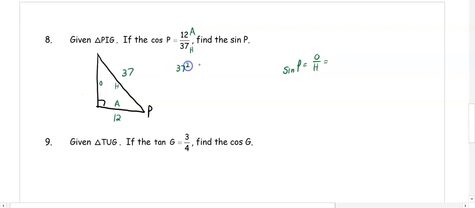So first we're going to do Pythagorean theorem. So when we do Pythagorean theorem, we get 1,369 equals 144 plus x squared. 1,225 equals x squared. So when we take the square root, we get x is 35. So now we can fill in our ratio. So our opposite side is 35 and our hypotenuse is 37.